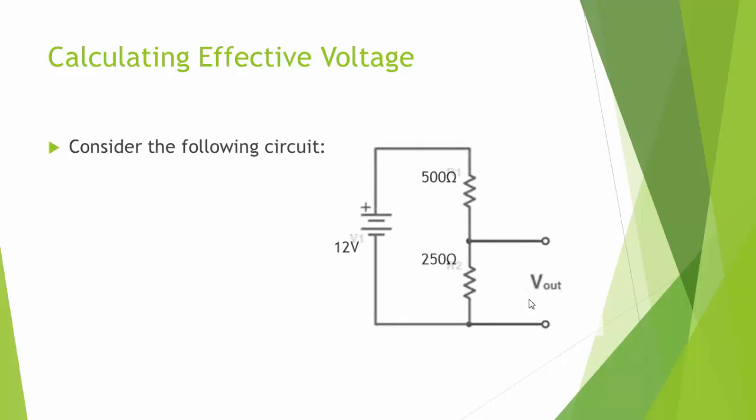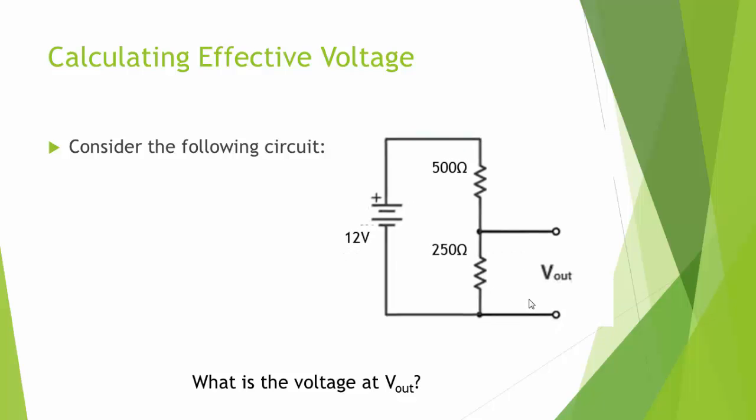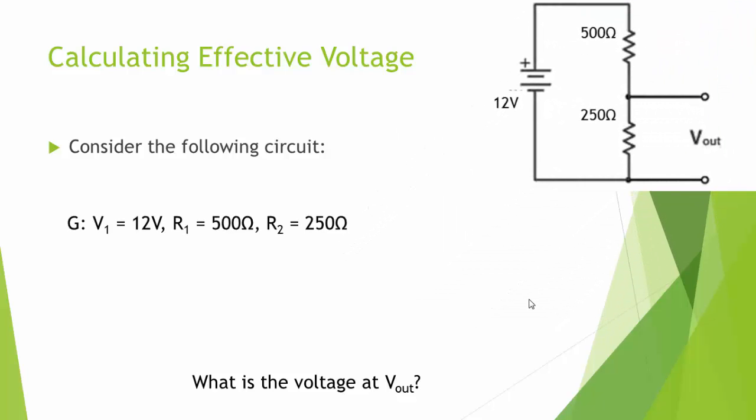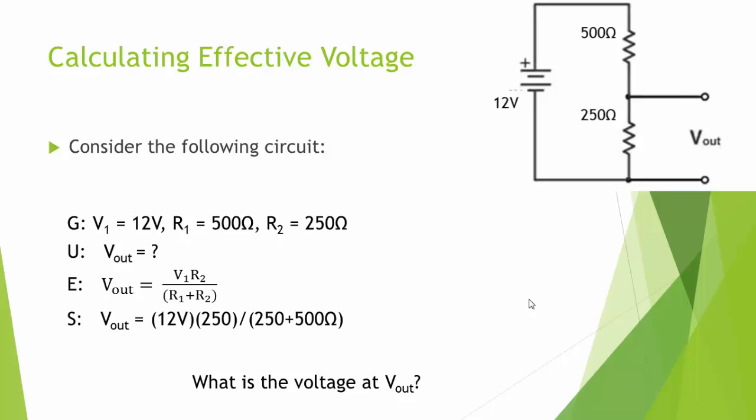Let's go through an example. In this circuit, let's calculate what V out would be. Okay, so we've got our original potential at 12 volts, R1 at 500 ohms, R2 at 250 ohms. And the equation is the one given in the previous slide. We can substitute in, and we get, by my count, our output voltage should be 1/3 of the input voltage, so 4 volts.